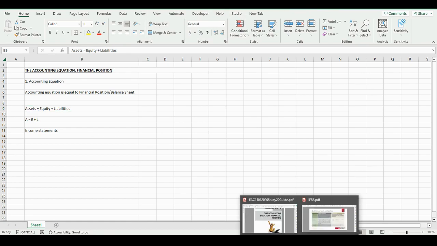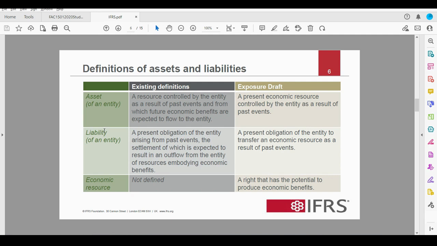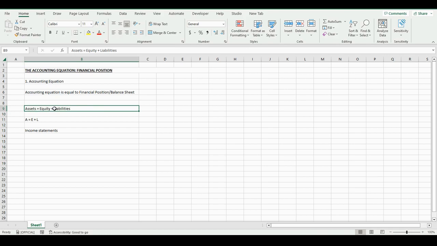I'm going to give you a definition of an asset. Don't worry about the big definition here. It's a resource. I'll break it down for you, because this is the key to knowing what these things are. If you know how to identify them, you will do your accounting equation even in your sleep. Just follow me, I will guide you. We said assets equal equity plus liabilities, right?